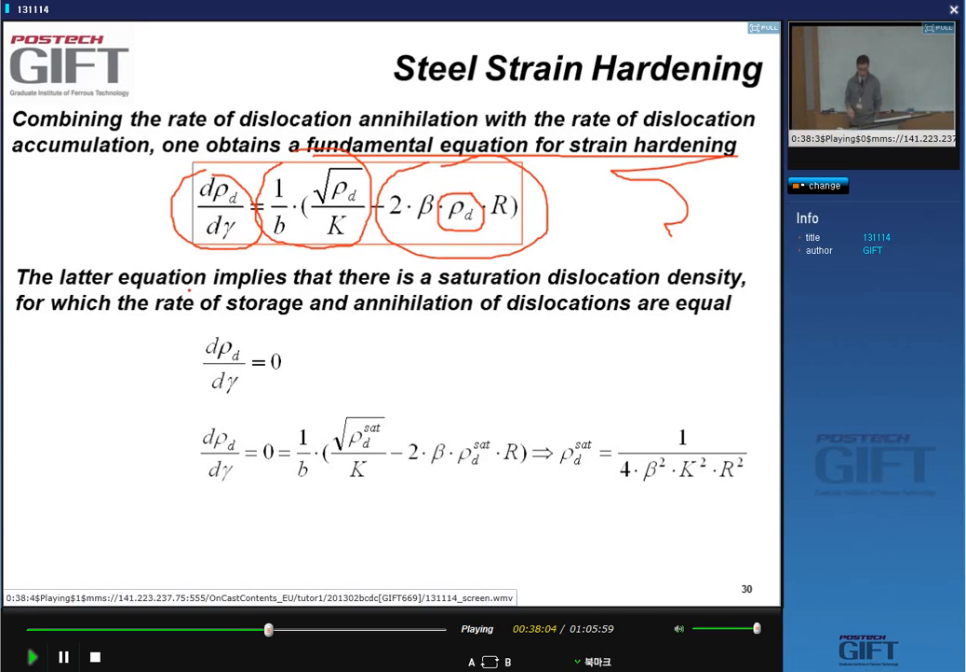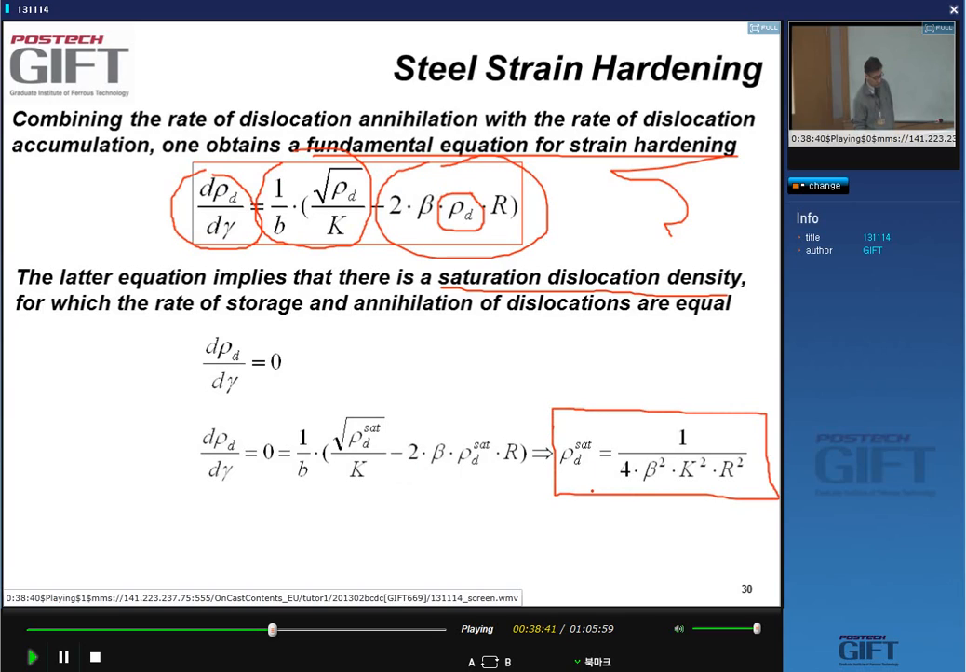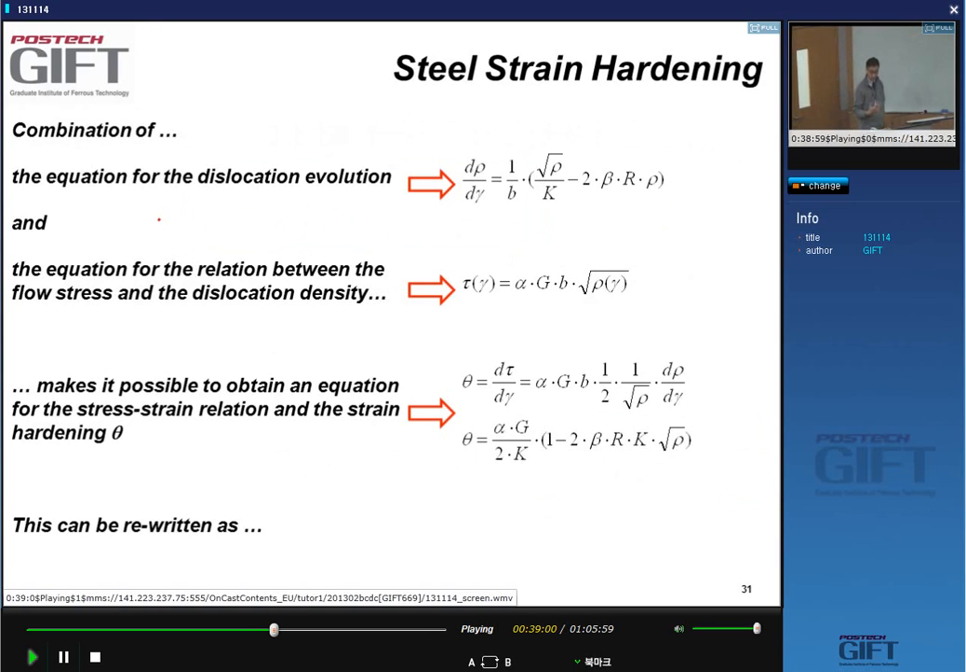We can look at this by first saying, well, if we look at this equation, it seems that there is a condition of saturation. There is a saturation dislocation density. You can see that d rho / d gamma, so the rate of generation of dislocations, can become zero. And of course it can become zero if these two terms are equal to each other. Right, so we have a saturation dislocation density, which is given by this: k squared over 4 beta squared r squared, which are in fact these parameters of our model.